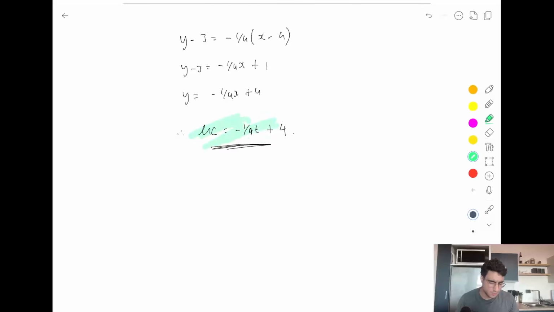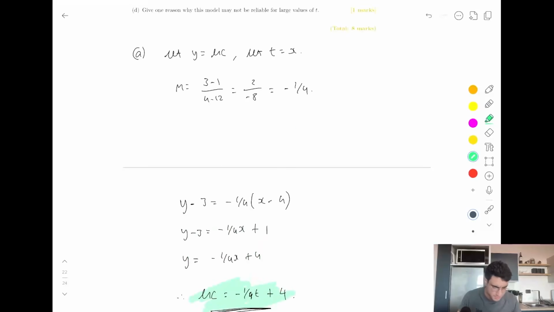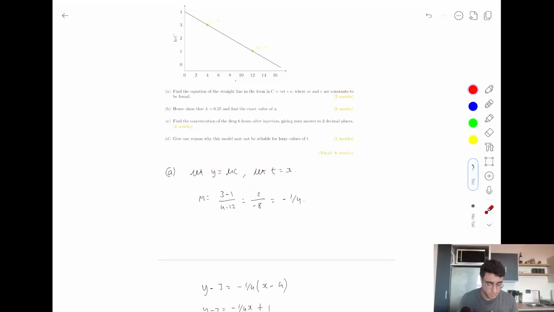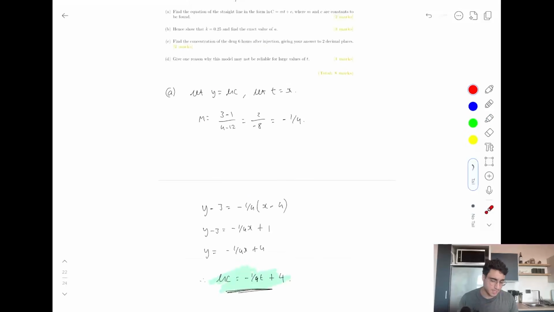So it's pretty much exactly what we did in the other question, guys. Simplify things down for yourself, and that's why it's 2 marks. It's extremely simple. Simplify it down and find the gradient, equation of the line, you're sorted.